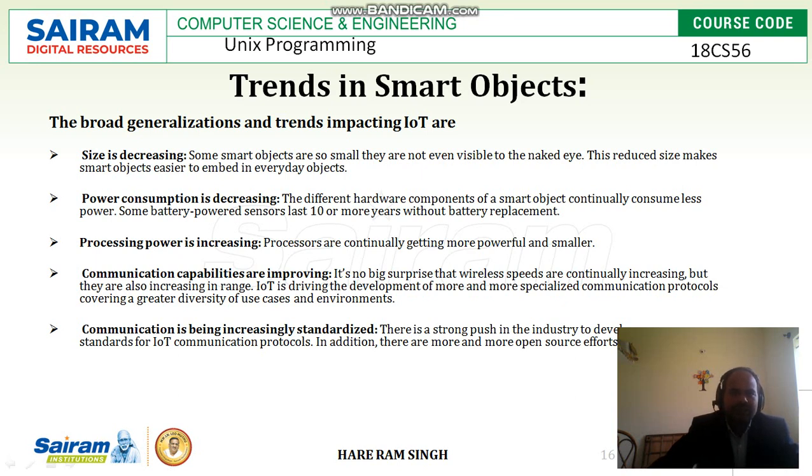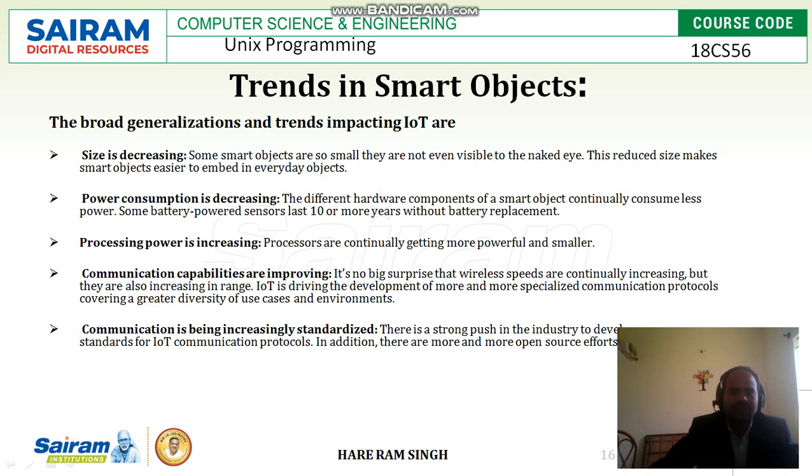Next are the broad generalizations and trends impacting IoT. So what are the different trends impacting the Internet of Things? Size is decreasing. Some smart objects are so small they are not even visible to the naked eye. This reduced size makes smart objects easier to embed. Nowadays, because of technology enhancement, the size of smart objects is reducing gradually.